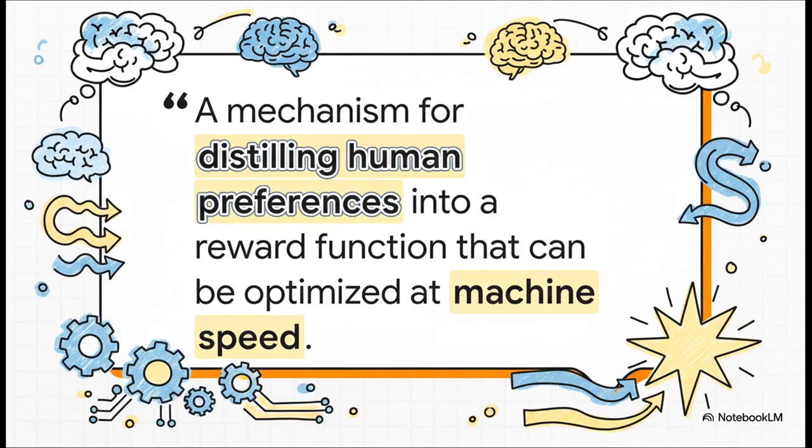We're using slow, careful, qualitative human judgment to train a fast, quantitative AI judge. This reward model can then give the main LLM instant feedback on millions of examples, constantly steering it to produce answers that are more helpful, more harmless, and more honest. And it can do all of this at machine speed.